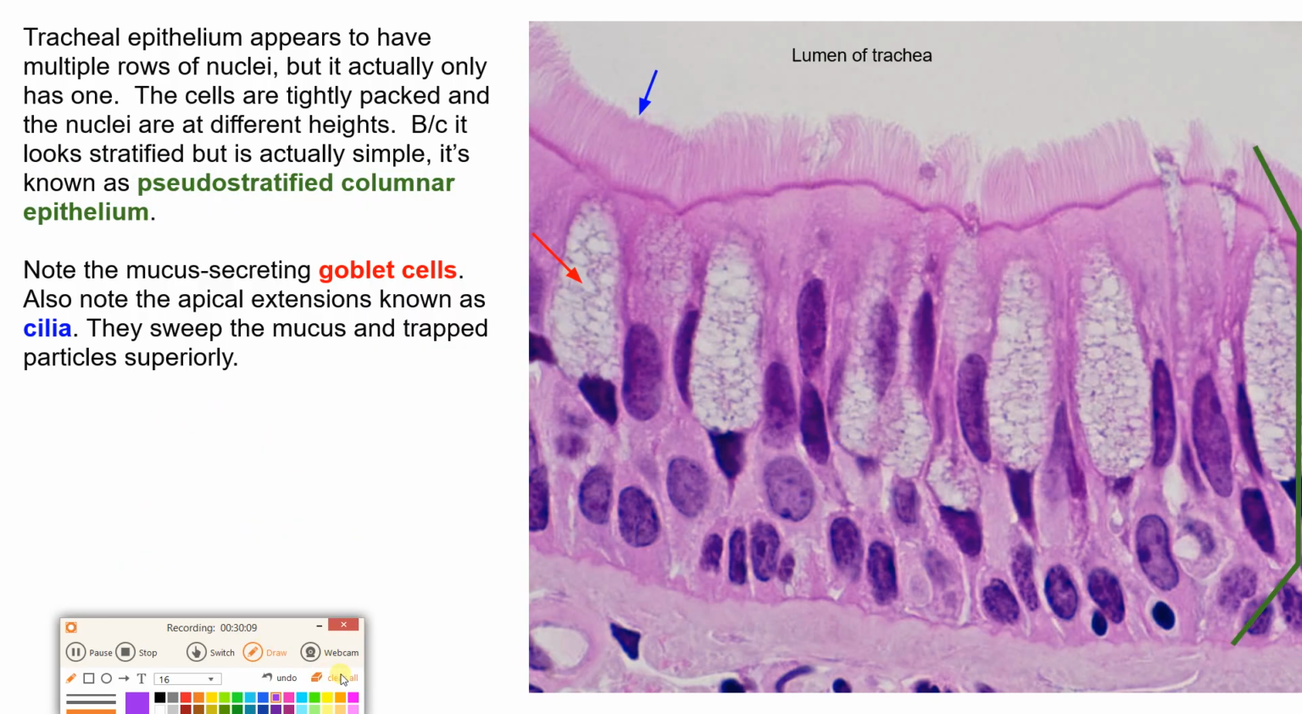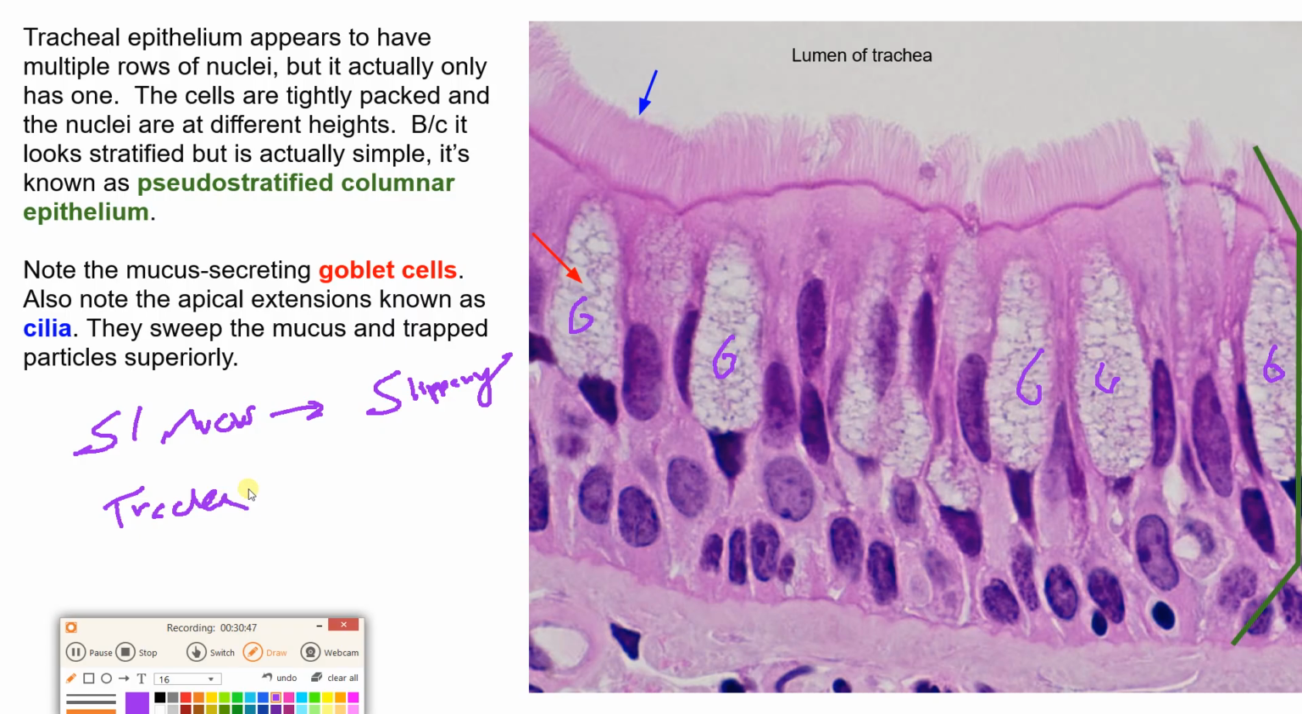Now there's also some beautiful goblet cells. Look at these nice abundant goblet cells in here. And these goblet cells make mucus, but the mucus in the trachea, which is what we have here, is different from that of the small intestine. Small intestine mucus, and we mentioned this a moment ago, small intestine mucus is slippery. It's slimy, okay, for lubrication. Trachea mucus, I'm just going to put some quote marks, is sticky.